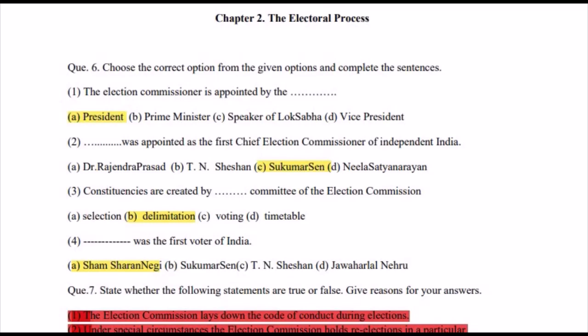Constituencies are created by dash committee of the Election Commission. Delimitation. Constituencies are created by the Delimitation Committee of the Election Commission.